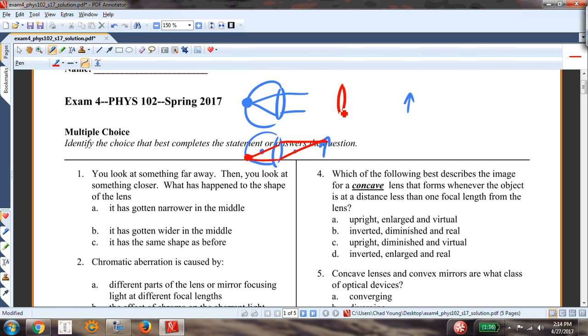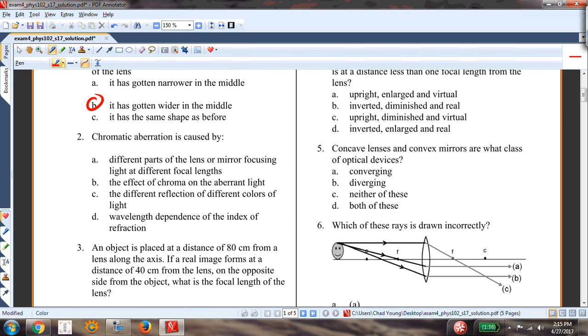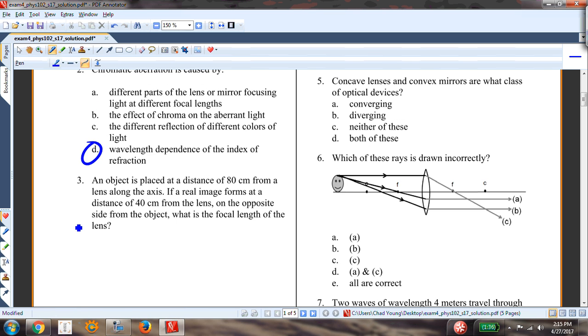And so the lens is going to be something like this. It's going to be wider in the middle, so B is the right answer. Chromatic aberration is caused by wavelength dependence on the index of refraction.